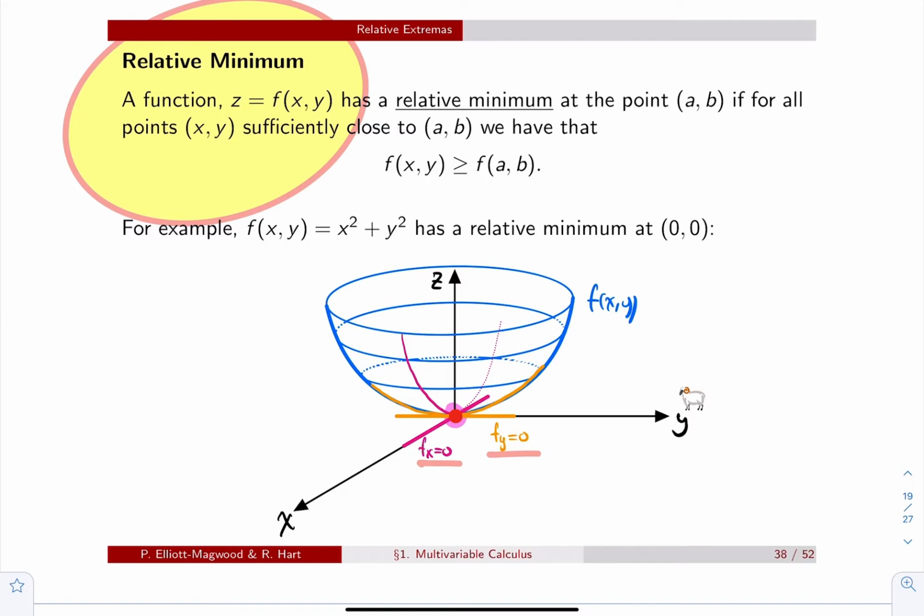So again, visually, local max, top of a mountain, local min, bottom of the lake. Okay, so this is the most important part.